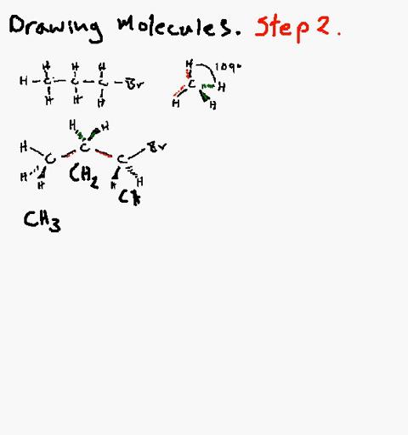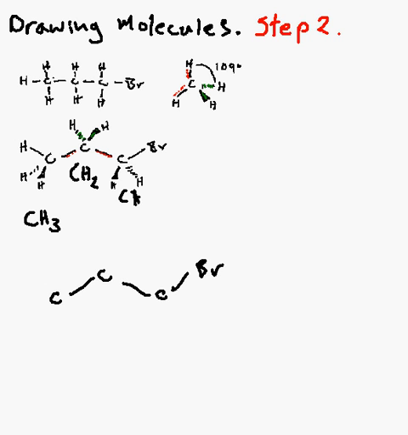Okay, so how do we simplify it a little bit further? We know that the carbon here is CH3, so we consider that, and that's CH2, that's CH2 and Br. The way to simplify even further is just to get rid of the carbons, because you don't really need them.